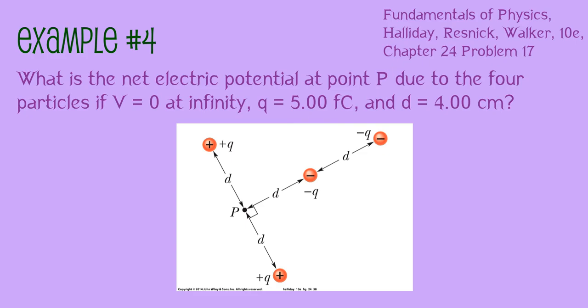This is an example problem from your textbook. It's problem number 17 in chapter 24. We see that there are 4 point charges here, and we're looking for the electric potential at point P due to these 4 point charges. Now, before you jump right into trying to calculate this problem, it actually serves you well to think in terms of variables rather than numbers. It actually reduces the work quite a bit for this problem.